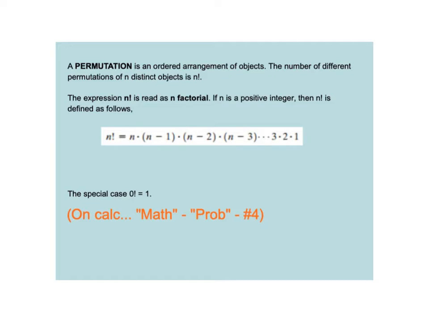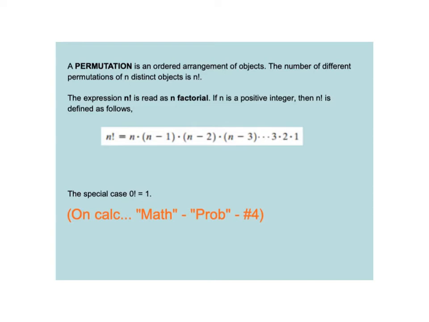a committee where there's no role, no president or secretary or anything like that. They're just the committee members, it doesn't matter. You just have a 4-person committee, and it doesn't matter how they were picked. So that would be a combination. Permutation is where order does matter, is what I was trying to say in my rambling way.